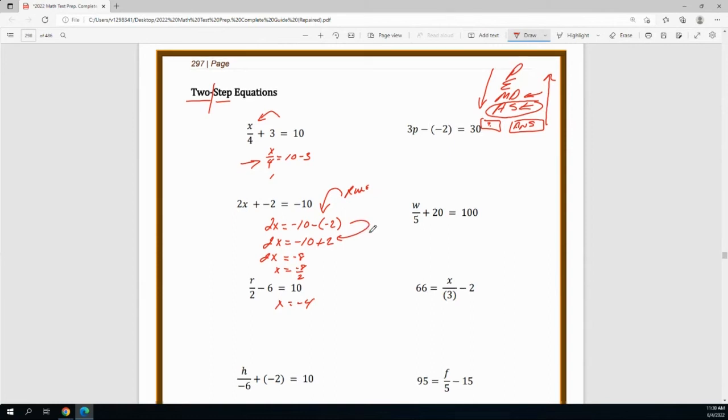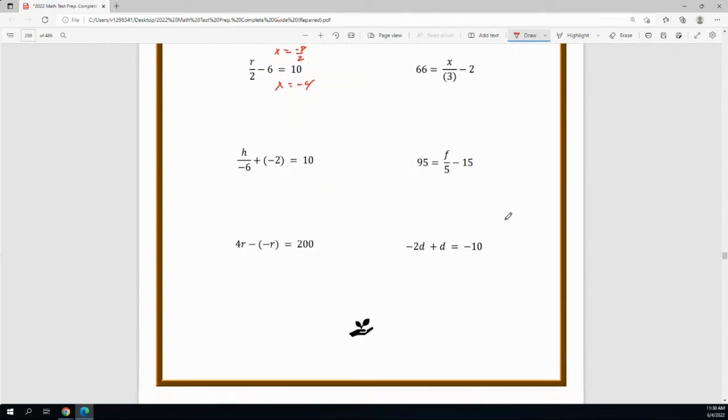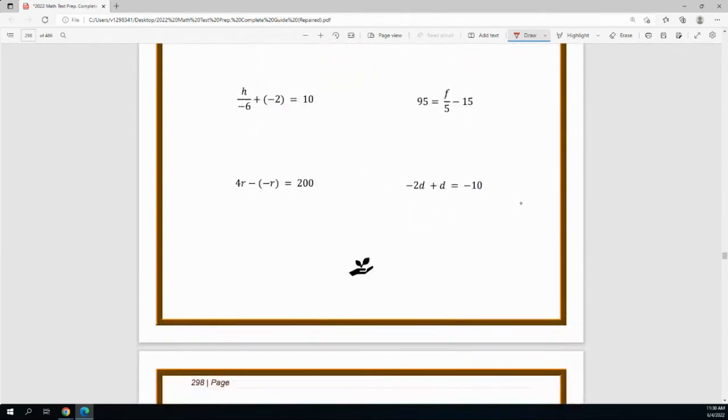There are some more here. I think we should do another. What do you think? Let's do another one. I like this one right here. Let's do this because something interesting is going to happen, but not too interesting. It is a one-step, but it is going to show something. Do you notice if you have a negative 2d and you add a d to it, can I simplify those? Yeah, I can put those together. Now watch this. A negative 2d plus a d is going to leave me a negative 1d.